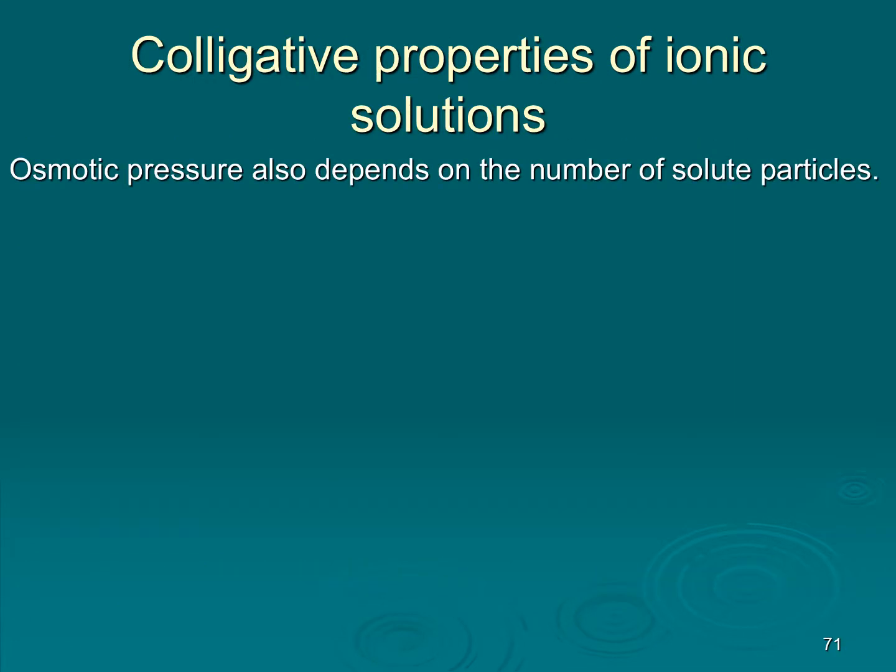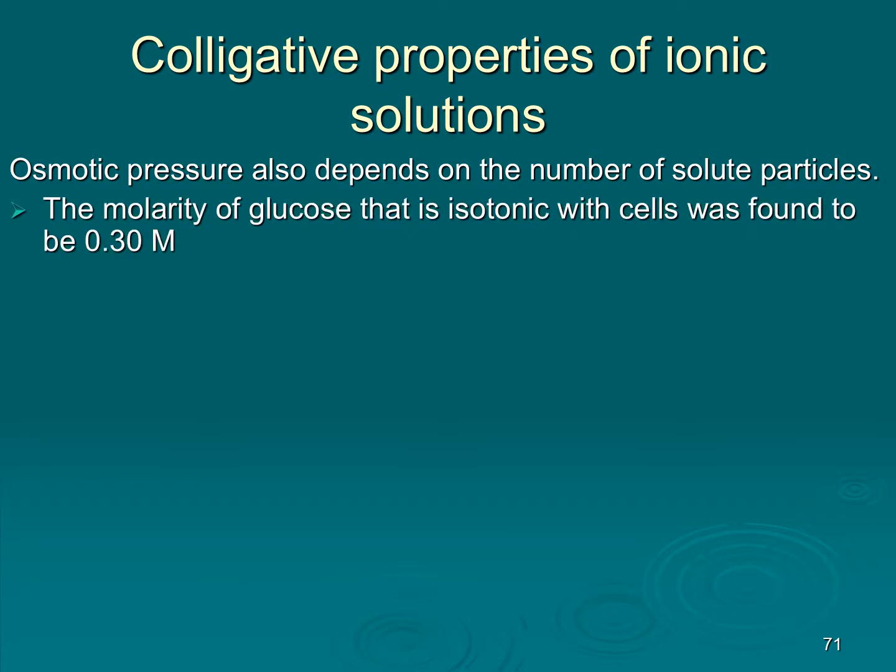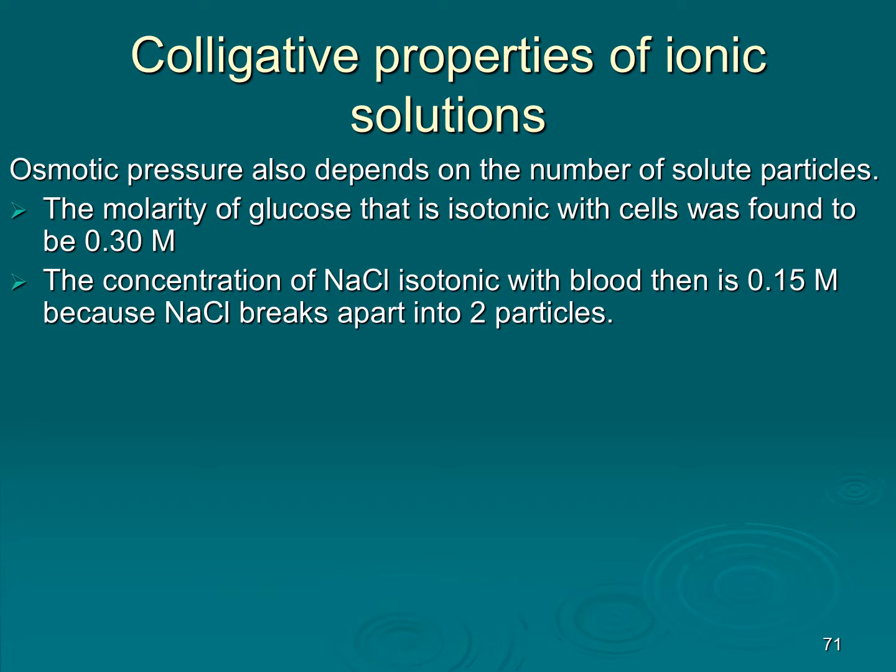Osmotic pressure will also depend on the number of solute particles, and so that really will have an effect on blood cells or on solutions. We saw earlier that the molarity of glucose which is isotonic with cells was found to be 0.3 molar. So if you're talking about NaCl, what molarity would you need? Well, the concentration of NaCl that's isotonic would have to be 0.15 molar because it breaks up into two particles.